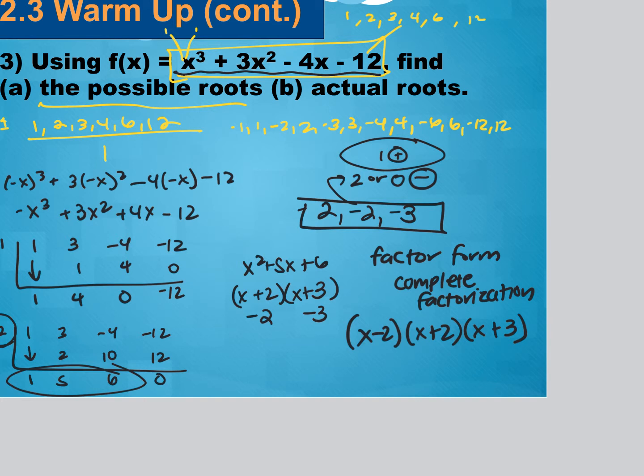Could you have factored x squared plus 5x plus 6 as x squared plus 2x and then 3x plus 6, and then factor by grouping? Yeah, you just got to keep going.